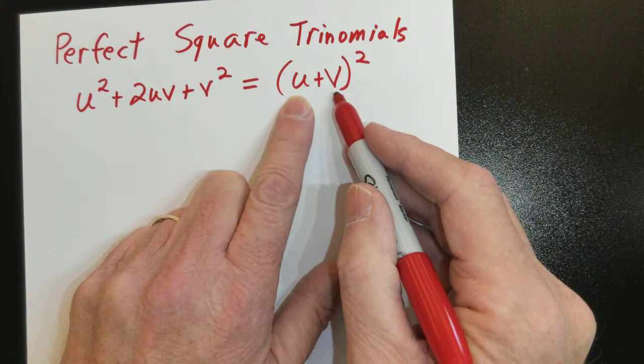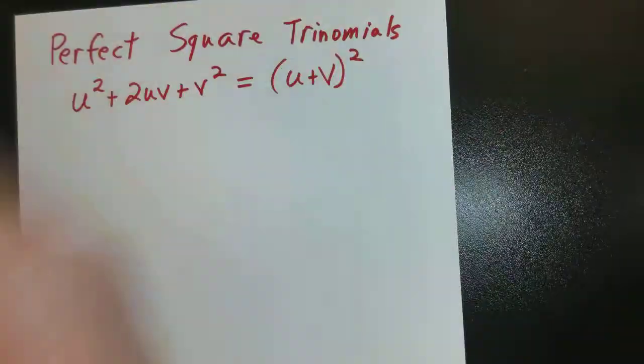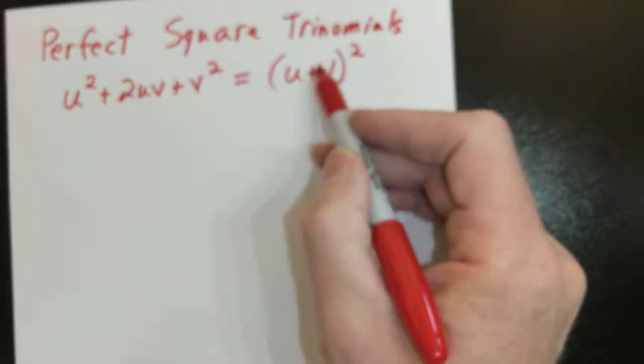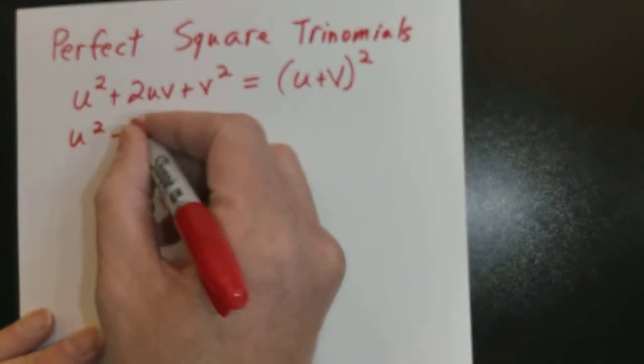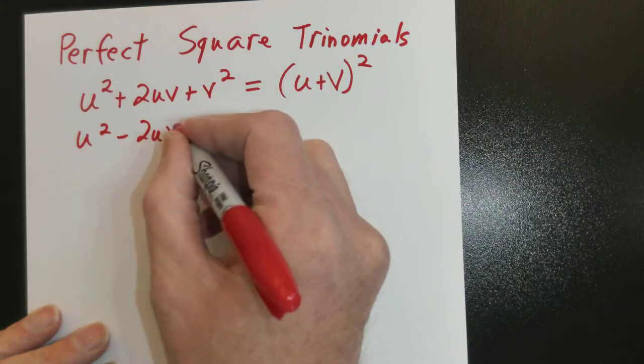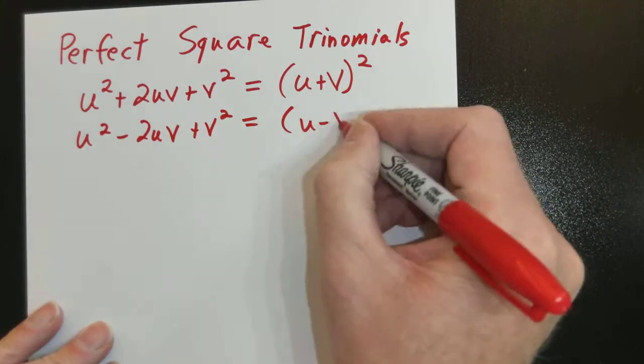Remember when we were looking at this and trying to figure out that pattern? If you can't remember, I said FOIL it out. But learning the pattern will come in handy. And it works with minus as well. U squared minus 2uv plus v squared is (u minus v) squared.